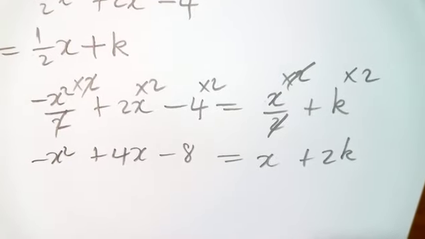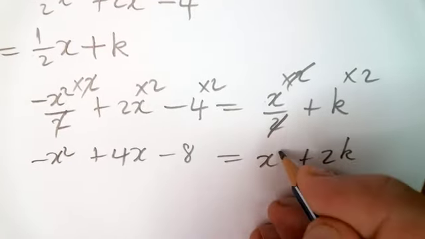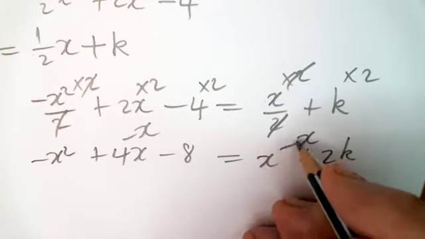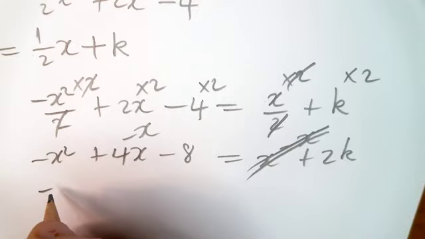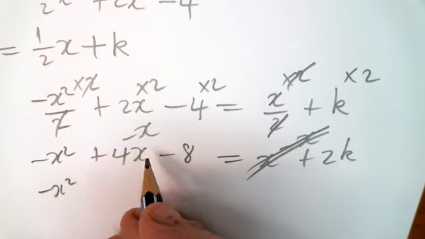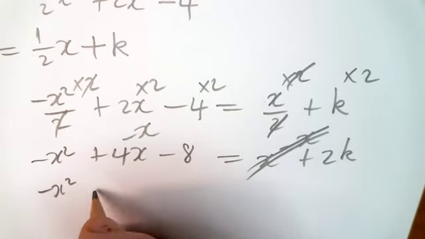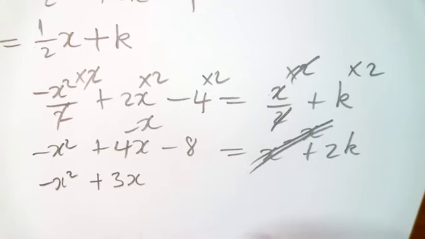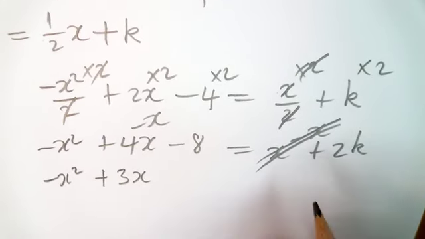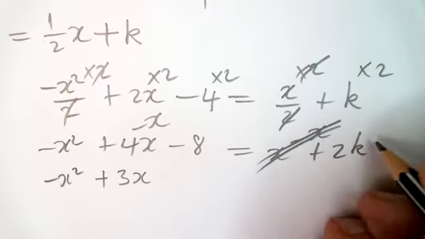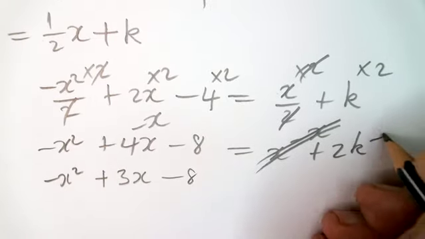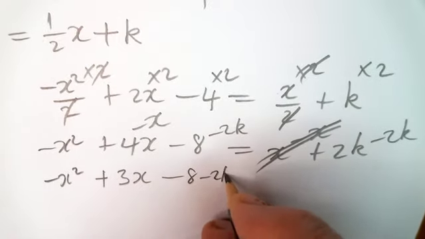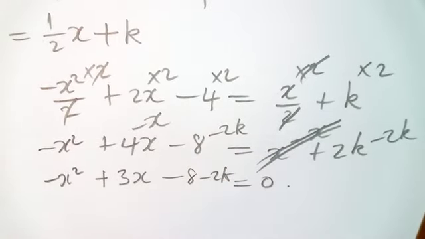So now I'm just going to subtract x from both sides. This is now going to be negative x squared. 4x minus x is going to be plus 3x. Minus 8. I'm going to subtract 2k from both sides. Minus 2k is equal to 0.